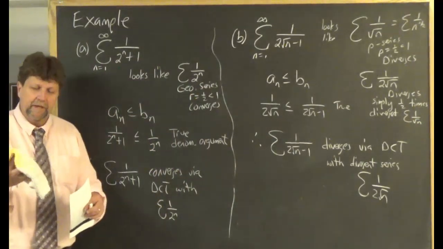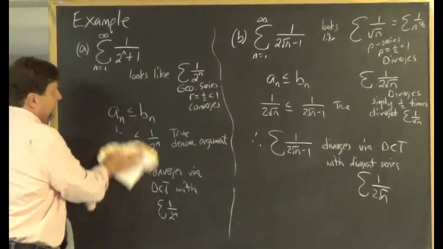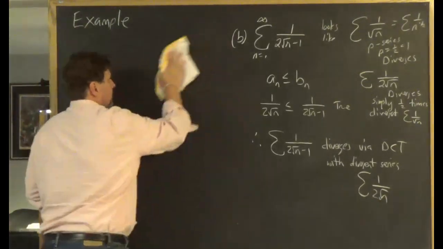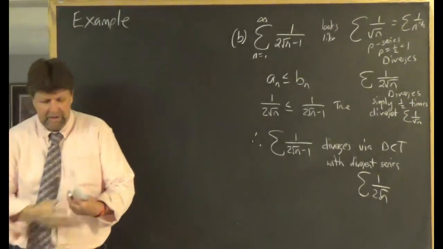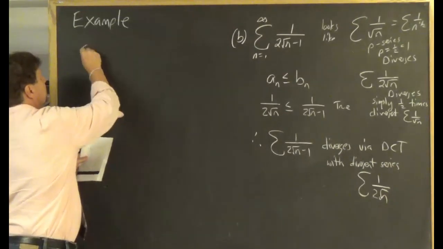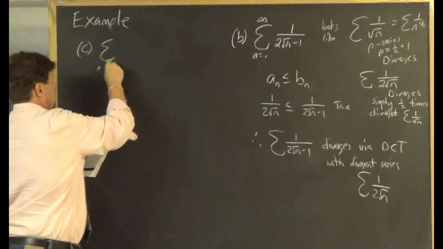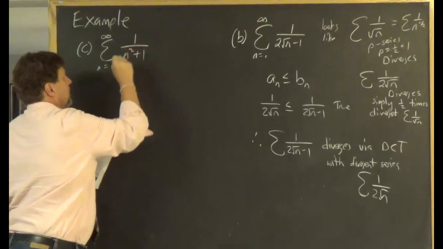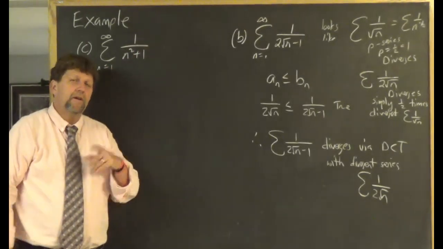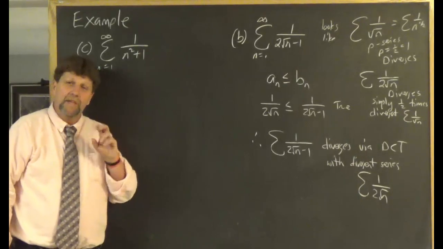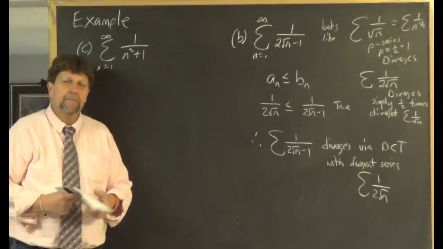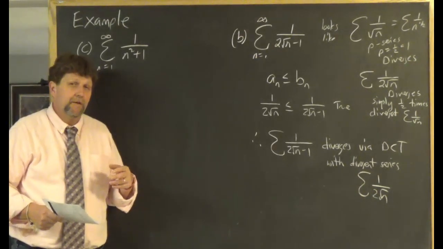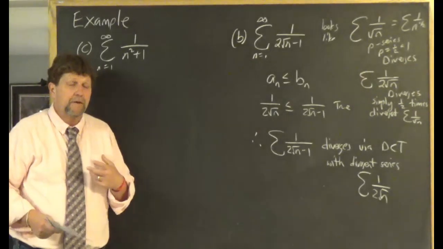There was a part C, so let me erase the board and put part C up here. I didn't think I would have enough room for all three parts initially, so here we go. Let's see, C was the series from n equals 1 to infinity, 1 over n squared plus 1. Alright, this series should look familiar. If you recall, this was an example I did once we learned the integral test, because it was easy to integrate it. But I knew the direct comparison test at that time, and it was all I could do to not use the direct comparison test.